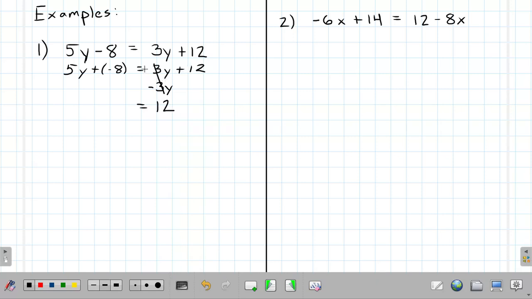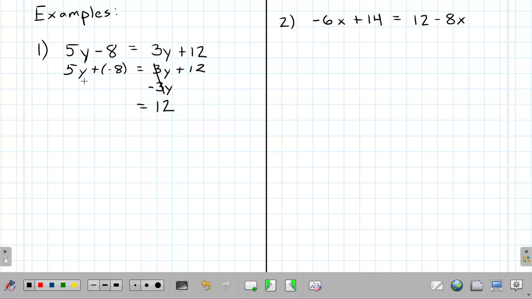But this is an equation, and you can't forget, if you do something to one side of an equation, you've got to do it to the other. So in this case, if we subtract 3y, we've got to subtract 3y on this side of the equation too. Once again, I'm talking about the sides split by the equal sign here.